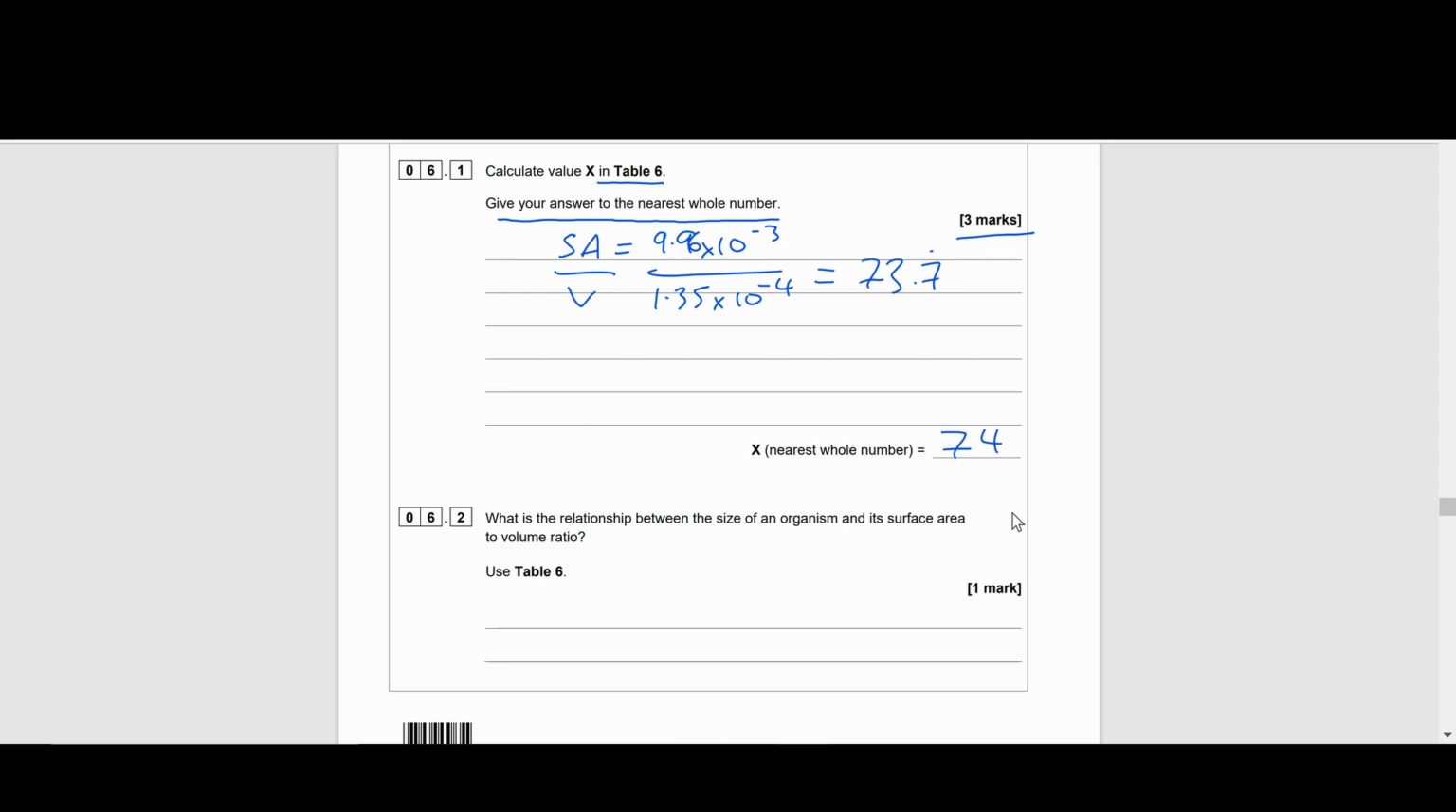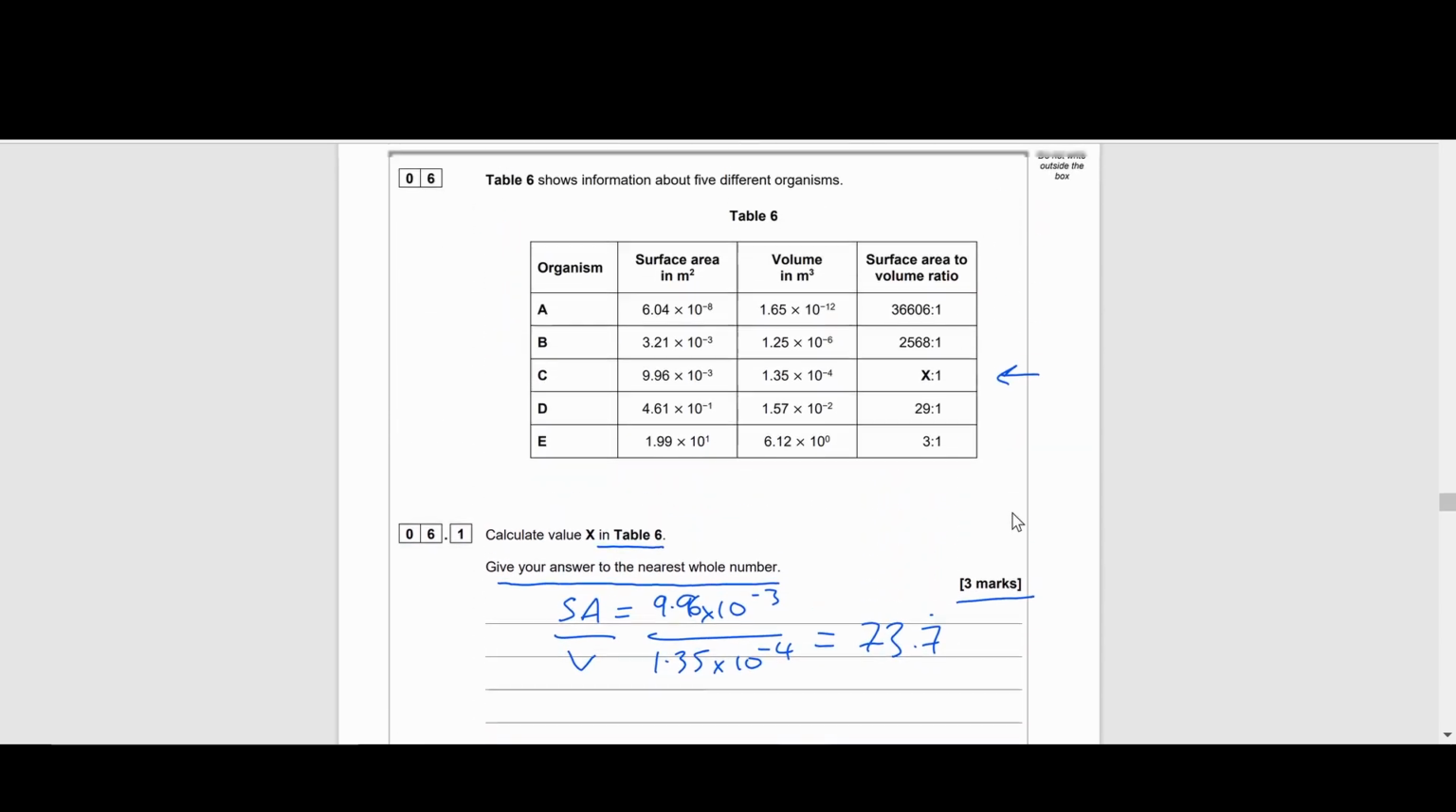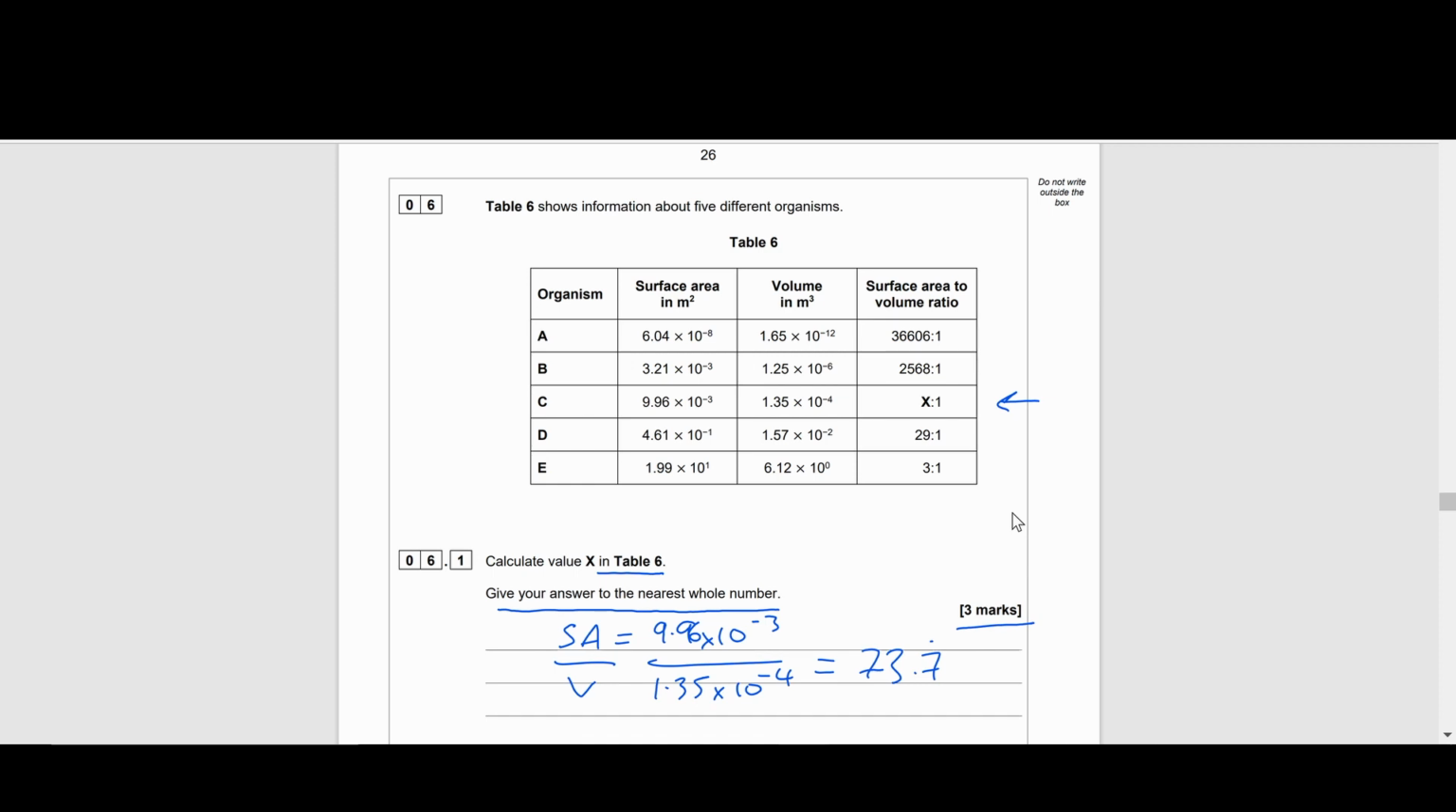6.2, what is the relationship between the size of an organism and its surface area to volume ratio? Use table 6. Okay, so going back, what can we notice from our table? We can see that the surface area to volume ratio for each of these organisms from A to E is getting smaller. Even if you plug in R1 now, you can definitely see that.